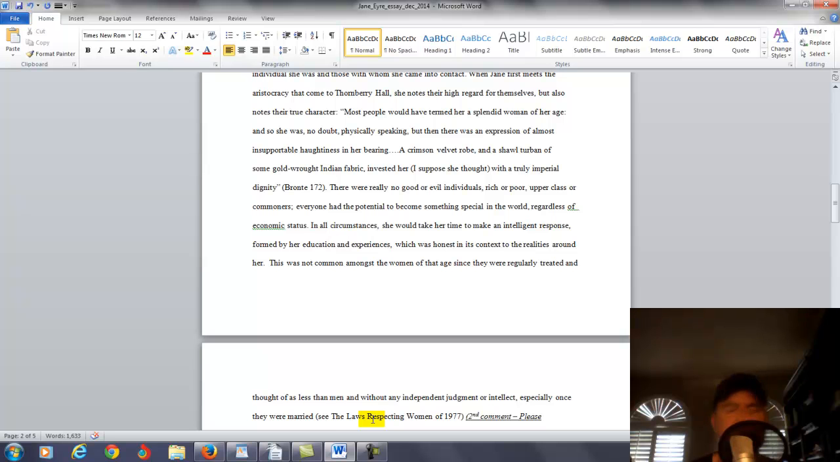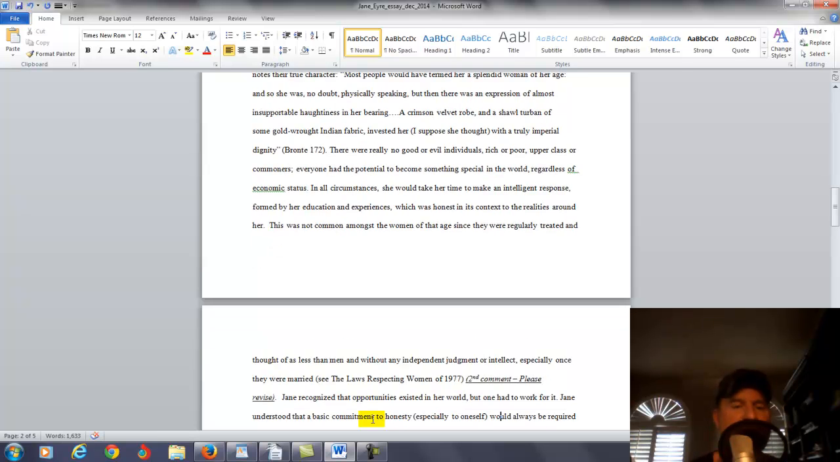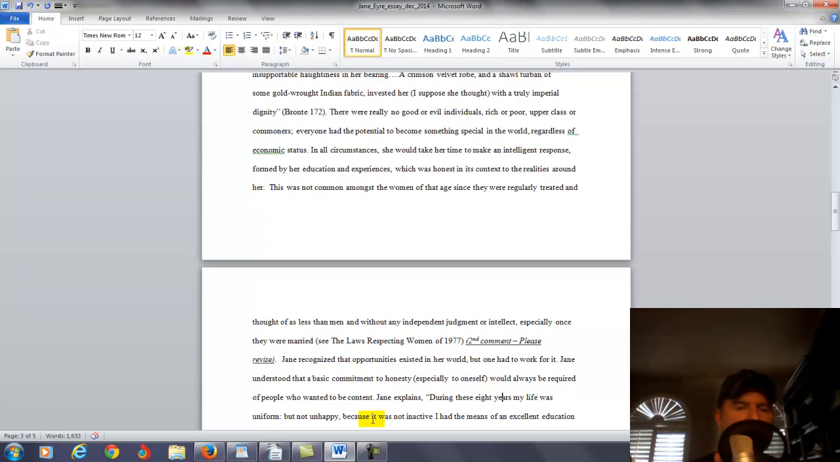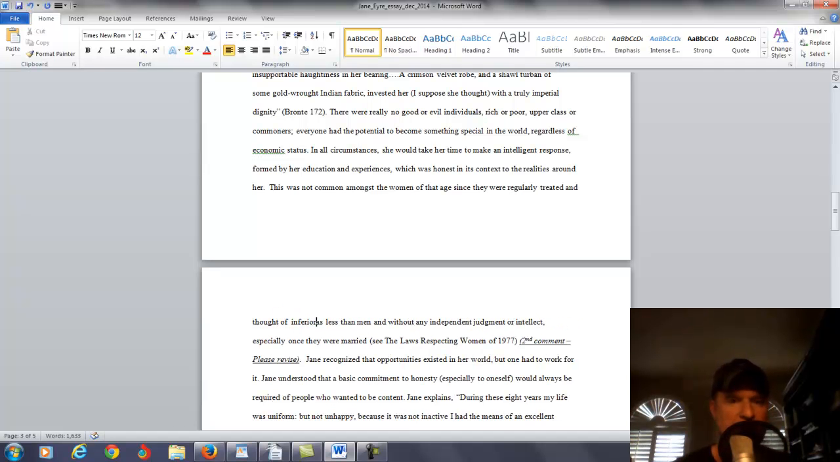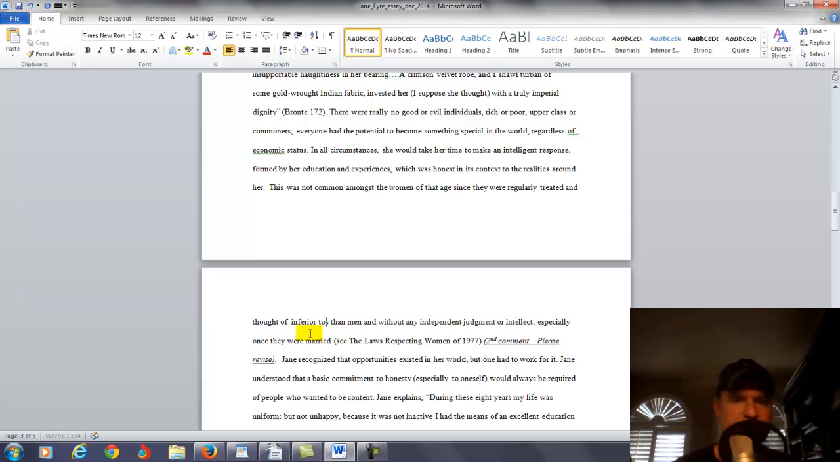It says, and this was not common amongst the women of that age, since they're regularly treated and thought of as less, inferior. Let's say this was not common amongst the women of that age, since they were regularly treated and thought of as inferior to men and without any independent judgment or intellect, especially once they were married.